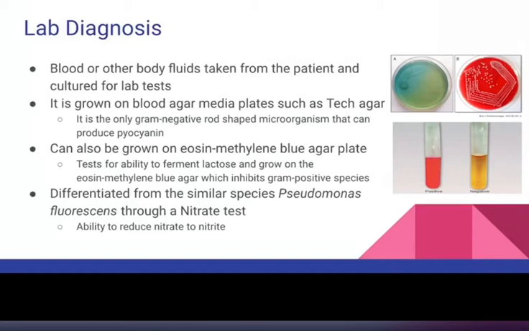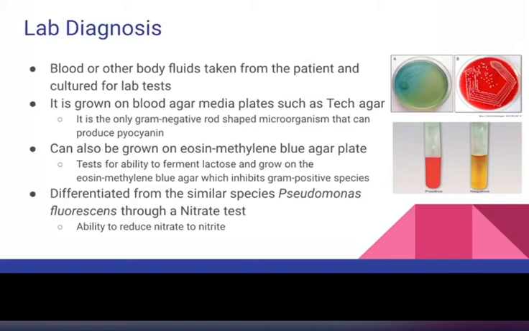It can be grown on eosin methylene blue agar plate, and it tests for the ability to ferment lactose. Now, when it is grown on this plate, it will be able to grow and produce a culture, but it will remain colorless because it lacks the ability to ferment lactose, so it will be colorless, but it will still be able to grow on the agar.